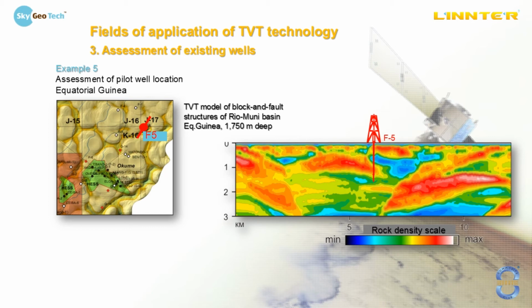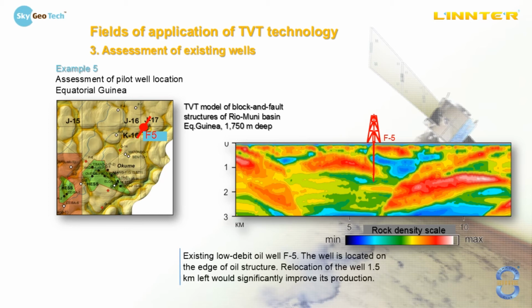We can clearly see the oil trap here, but this well was drilled on the edge of the structure. So our recommendation is relocation of this well 1.5 km left. It would significantly improve its production and solve this problem.